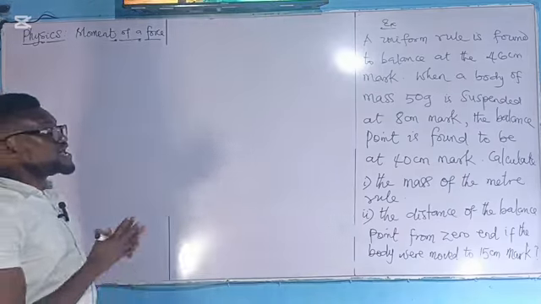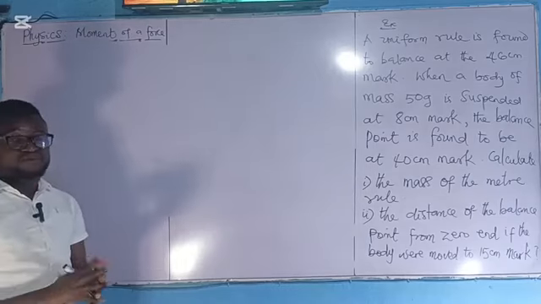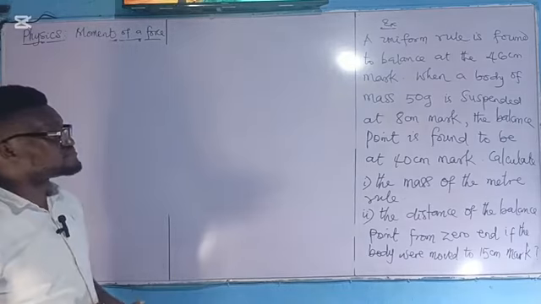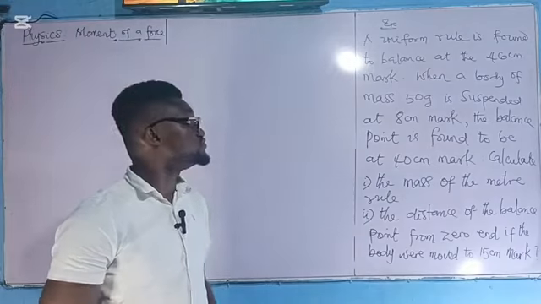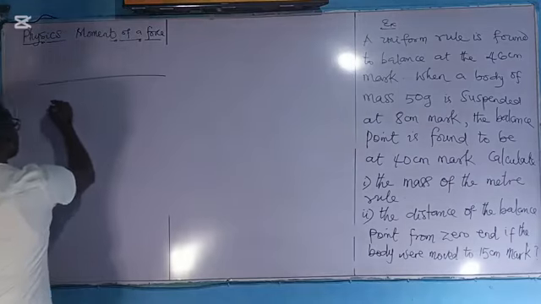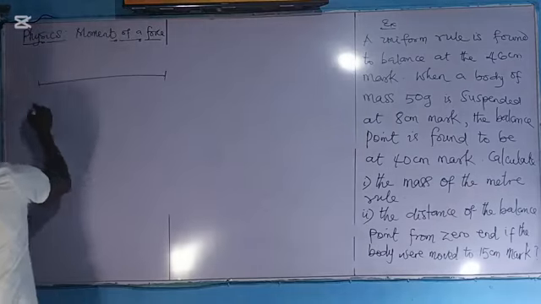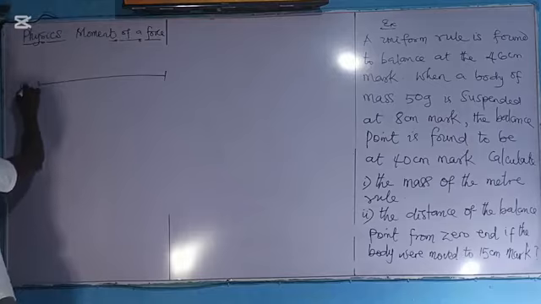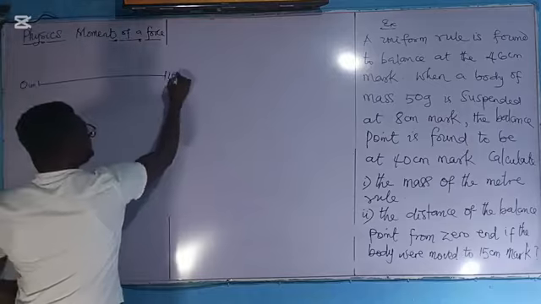Now, a uniform meter rule is equivalent to 100 cm, 100 centimeter rule. Okay? So, a uniform meter rule ranges from 0 cm to 100 cm.